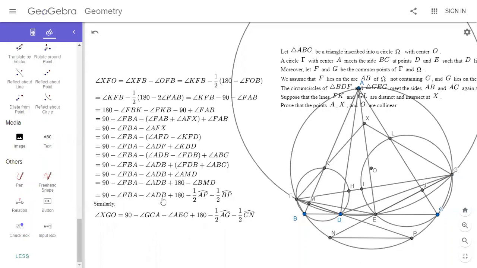And then angle ADB is equal to angle AEC because triangle ADE is isosceles. And then again, arc AF is equal to arc AG because AF is equal to AG. And then arc BP, I'm going to show is equal to arc CN. So I'm going to show that BC is parallel to NP.